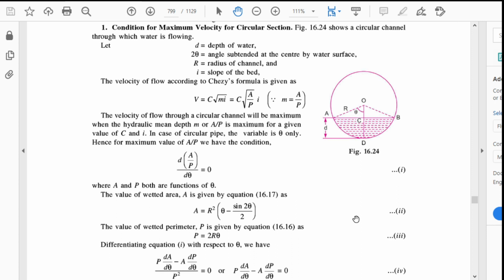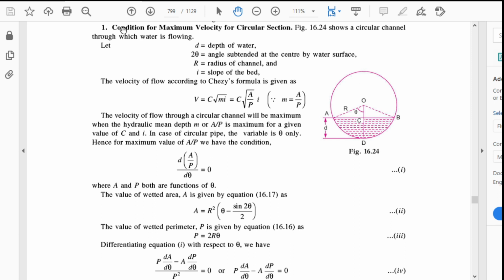Now here in this figure, the same figure as we learned before, d is your depth of flow, r is the radius, and 2 theta is the angle subtended by the water surface at the center of your pipe or your open channel. And this whole channel is at a slope of i.